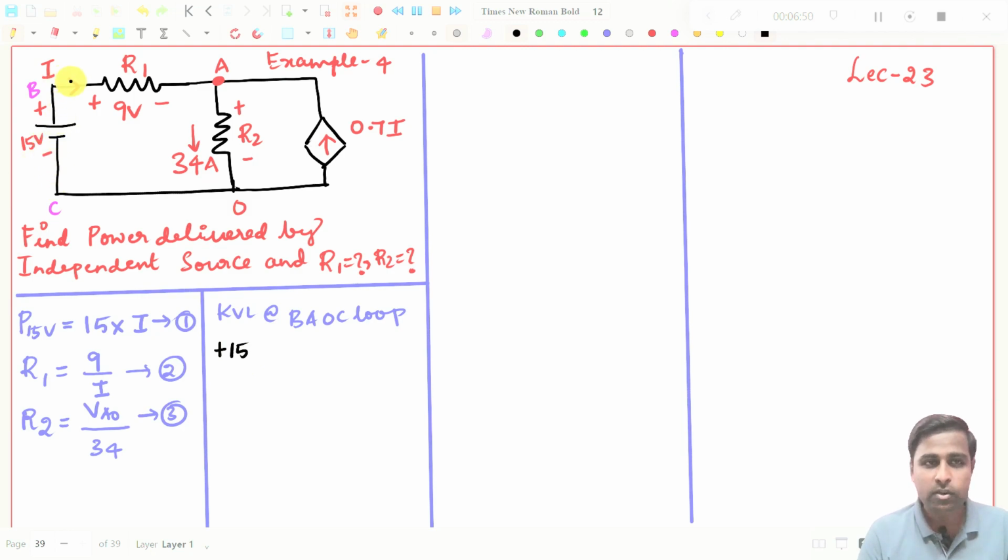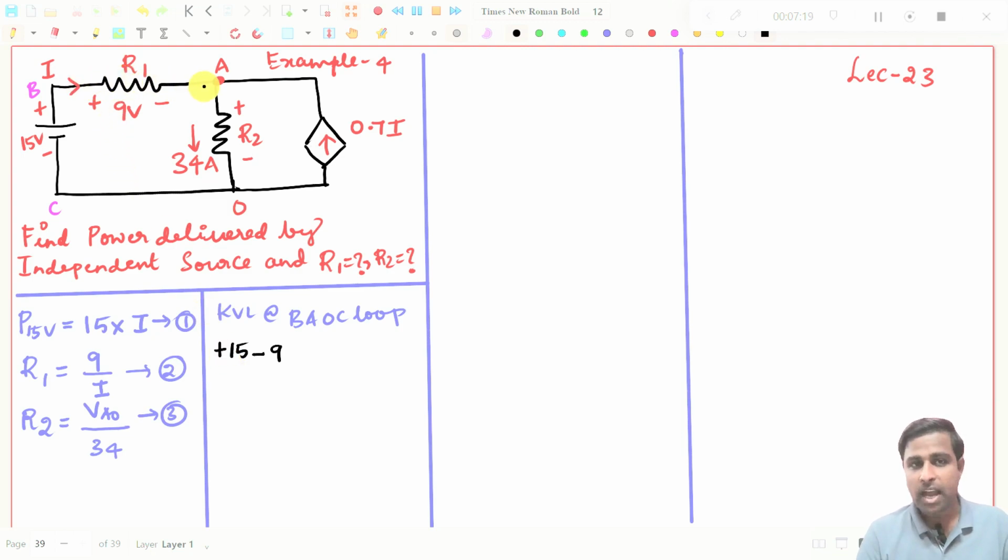Then I will go in this way. Here you don't see R1 because they have given you the voltage here. It is not necessary to consider R1, because in KVL we always write the voltage, and we know the voltage in this branch. That voltage is 9 volts. If I travel from plus to minus in the 9 volt source, I write minus 9.